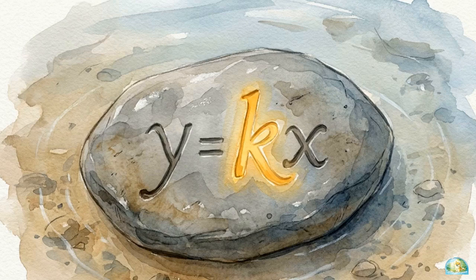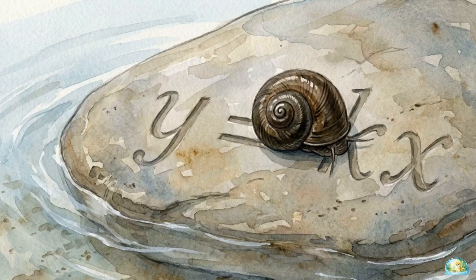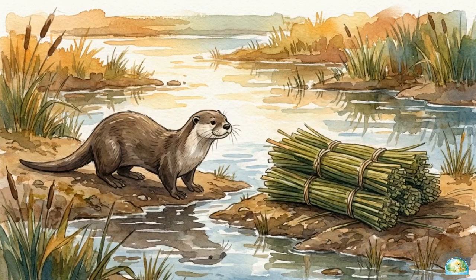This etched river stone shows the master template for proportional relationships, y equals kx. Here, k is the constant of proportionality. It's entirely fixed. The y and x are variables, representing quantities that fluctuate as the otter moves. Writing a proportional equation is simply a process of finding that hidden, unchanging constant and locking it into this universal template.